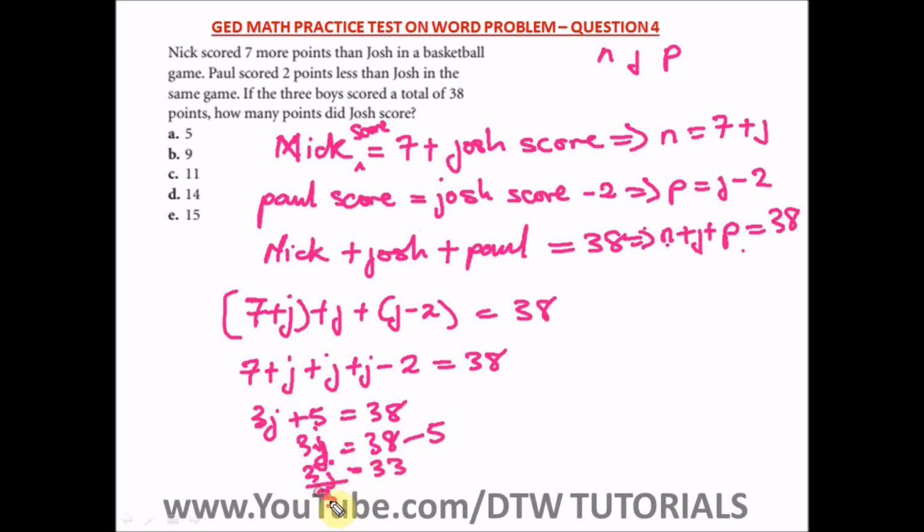We divide both sides by 3 so we can get our J, okay? 3 in 33 will go how many times? 11 times. So we have J equal to 11. So the score of Josh is 11. And our right option here is option C.